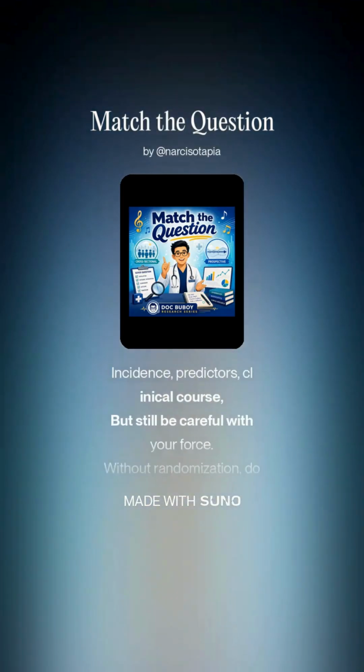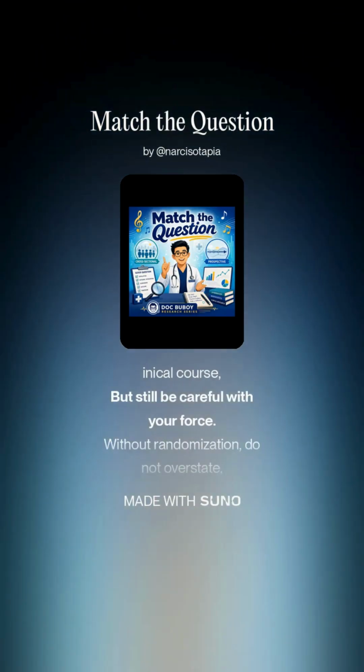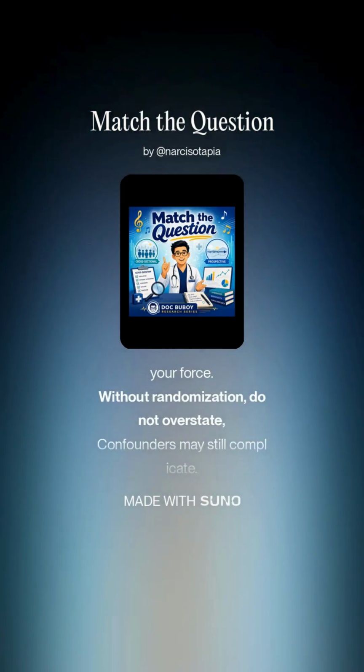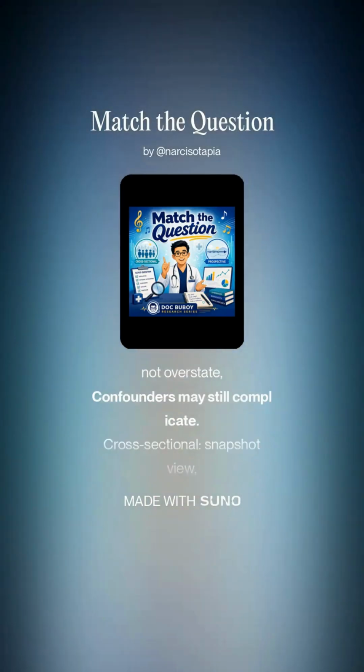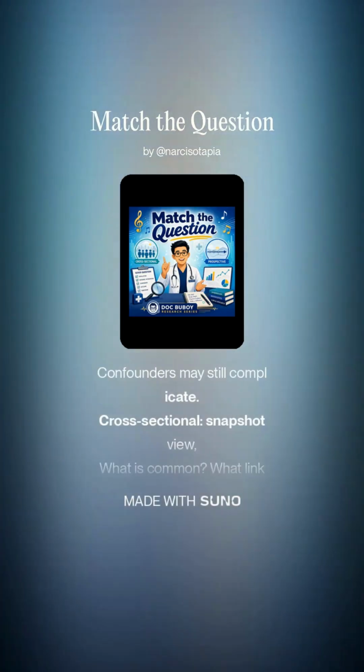Incidence, predictors, clinical course, but still be careful with your force. Without randomization, do not overstate. Confounders may still complicate.